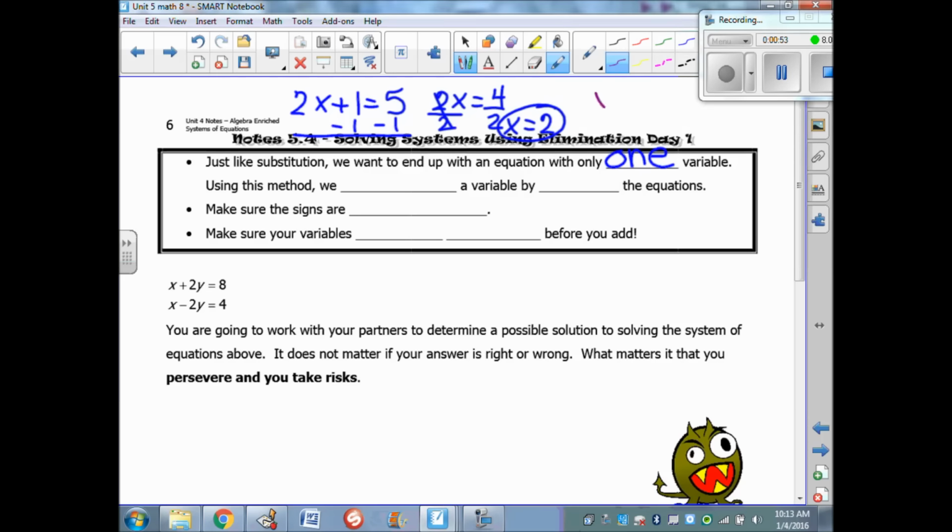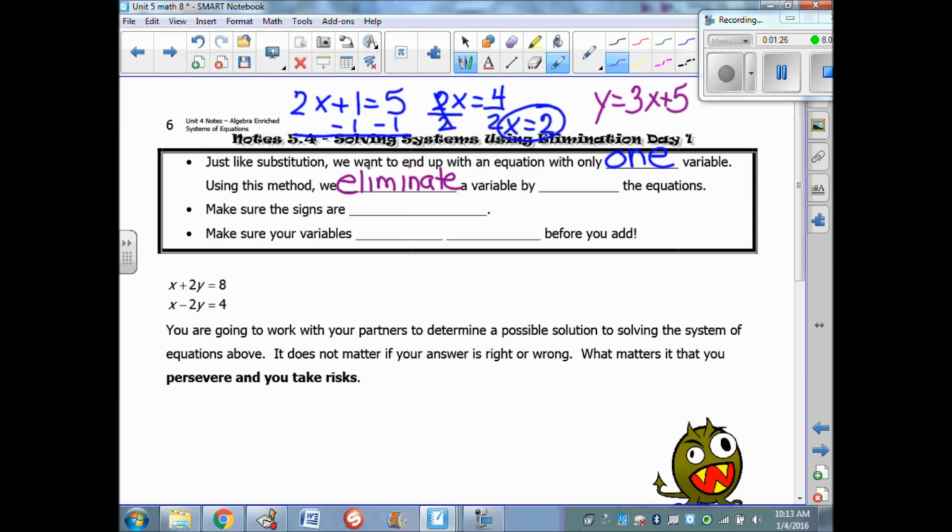But if I've got an equation, y equals 3x plus 5, and that's all I have, I don't know how to solve for x and solve for y at the same time. So I've got to get an equation with just one variable in it. So it says, using this method, we are going to eliminate. Hence the word elimination.